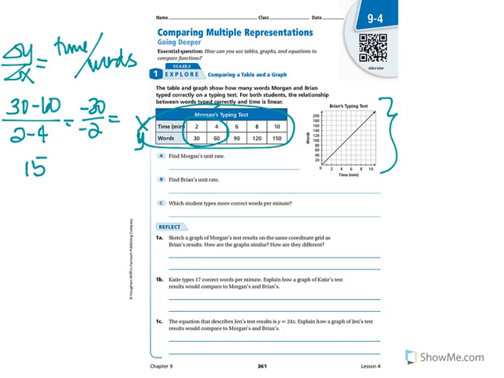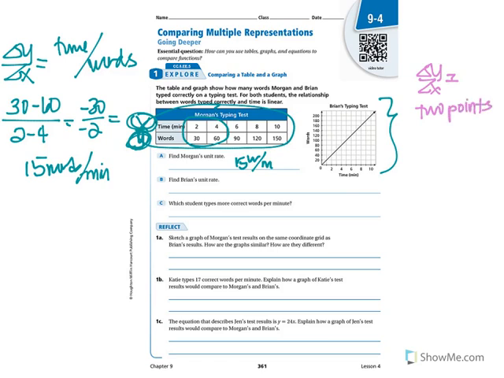Now what that represents is 15 words, y, over time, which is x. So 15 words per minute. That's going to be the unit rate, 15 words per minute. All right, let's take a look at Brian. Now with Brian, he's in our graph format. Okay, now remember, for slope, you still need change in y over change in x. What we need is 2 points from the actual graph.